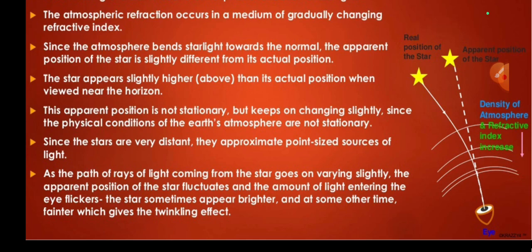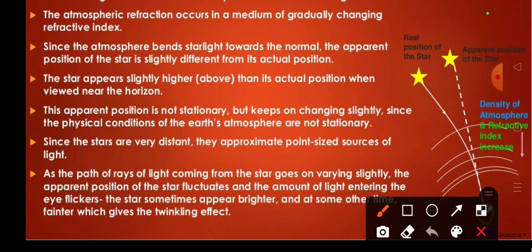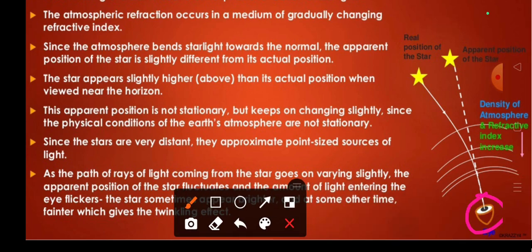See, we are here. These are the layers of the Earth. Here the star is, but where it looks is here. Why is this? Because of refraction, I told you. Whenever our vision passes from a denser medium to a rarer medium or from a rarer medium to a denser medium, there is an apparent change in the position of the object.